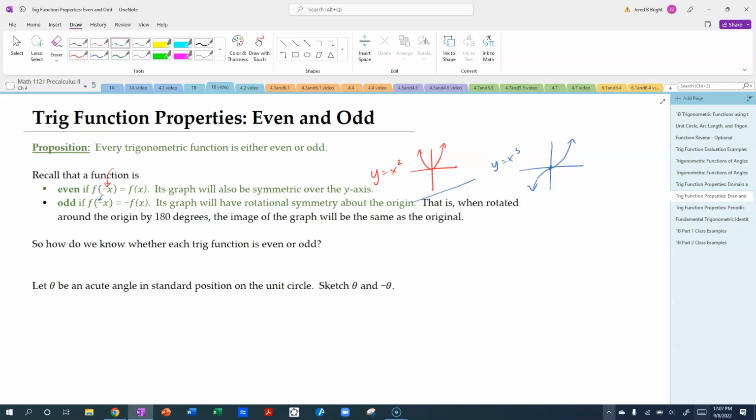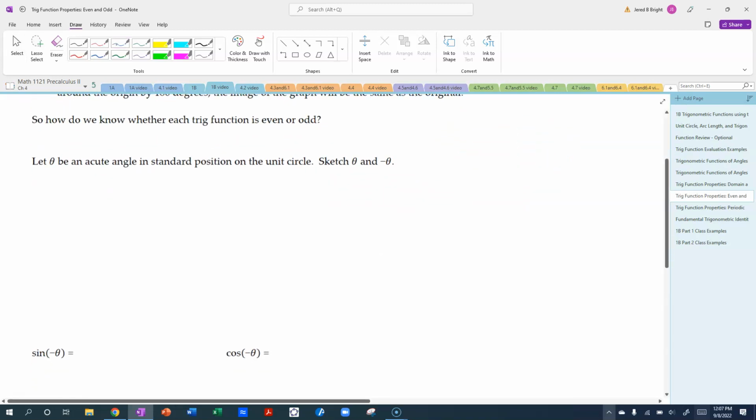Okay, so great. That's a brief reminder of what even and odd mean, but we are still claiming that every trigonometric function is either even or odd. Also, P.S., if a function is neither even nor odd, we say it's neither even nor odd. Spoiler. But let's take a look.